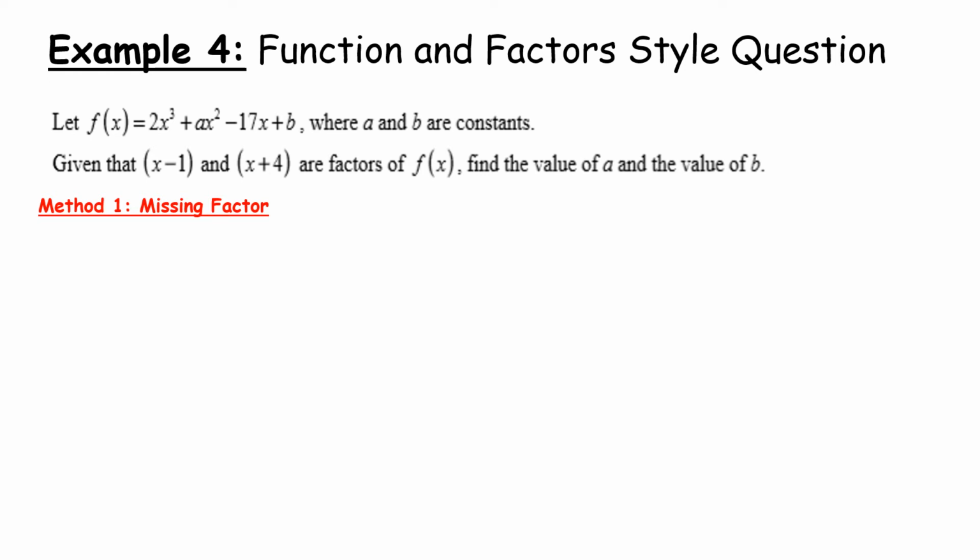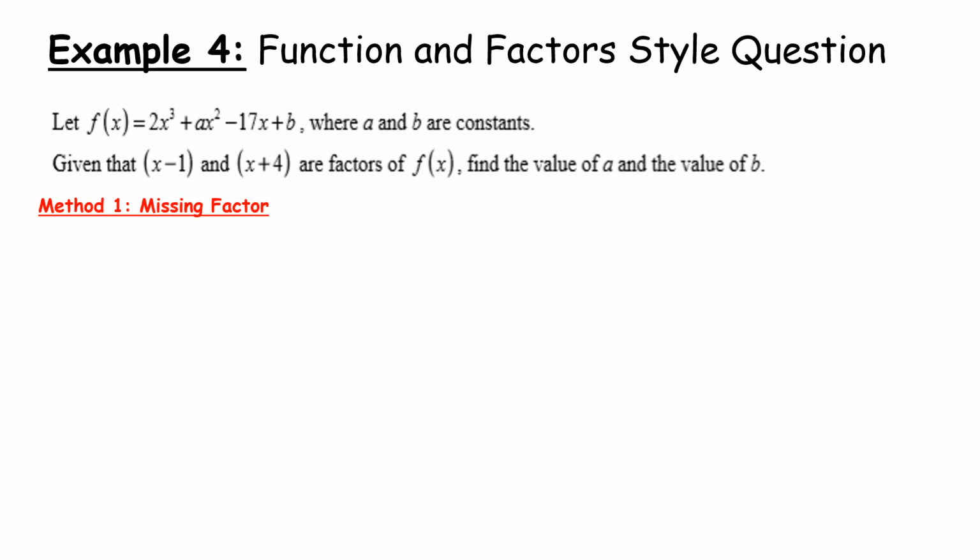And the third method, which I think is possibly the easiest, but tends to be the one that maybe students don't recognize straight away, is using the idea of roots and getting simultaneous equations. So, first one, missing factor.